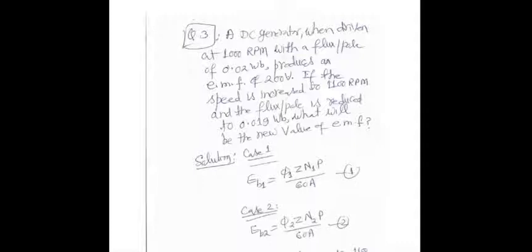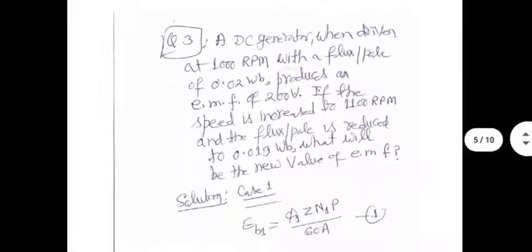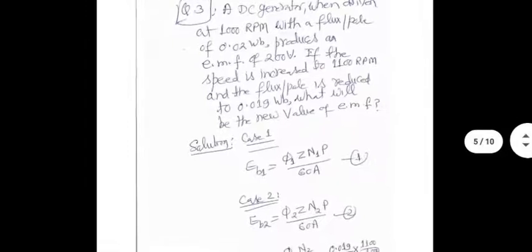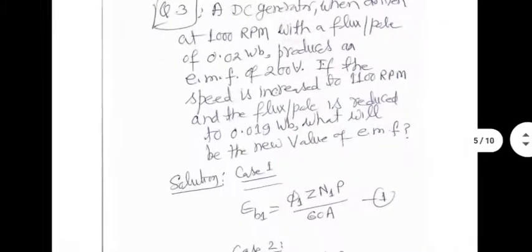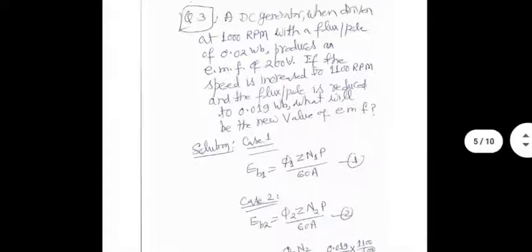Phi 1 and phi 2 will also be different in both cases because flux has been reduced in the second case. Phi 1 is 0.02 Weber, phi 2 is 0.019 Weber. Z will not change in both cases, it's the same machine. N1 is given as 1000 RPM, N2 is 1100 RPM. P will not change, so we'll maintain it as it is. A is also not going to change.